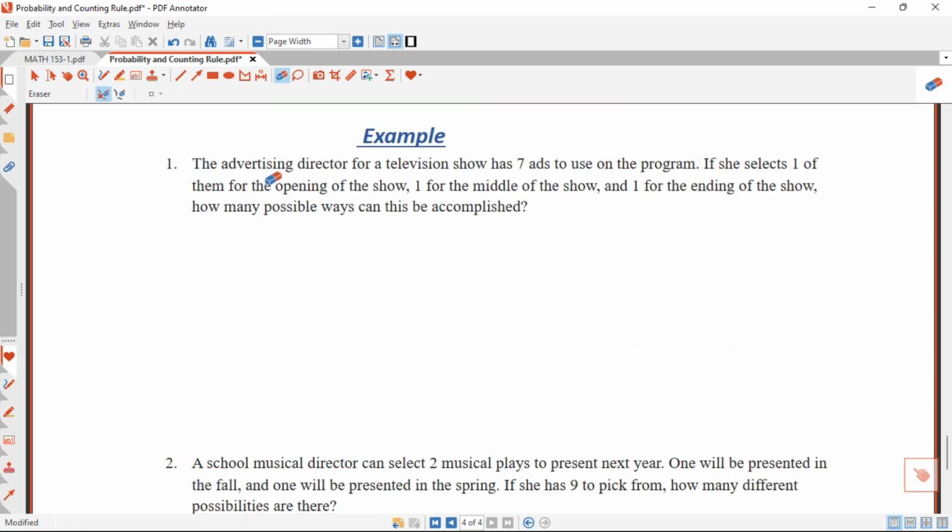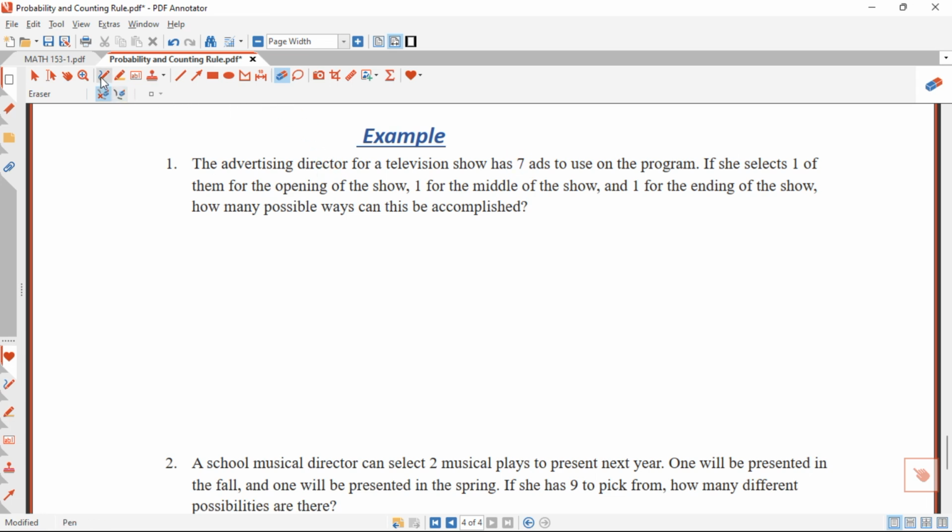So here it says, the advertising director for a television show has 7 aides to use on the program. She selects one of them for the opening of the show, one for the middle of the show, one for the ending of the show. How many possible ways can this be accomplished? So the director has a television show, about seven of them, right?